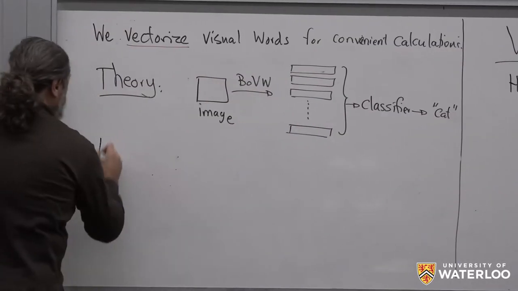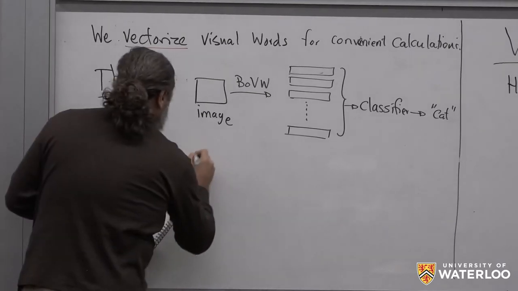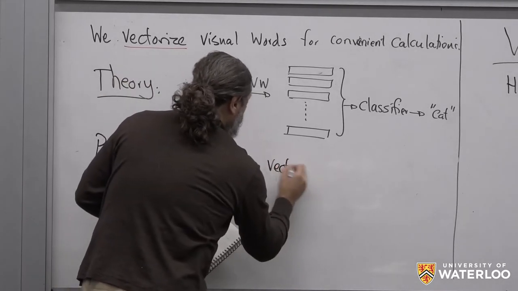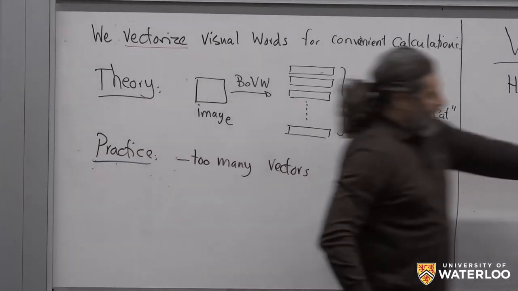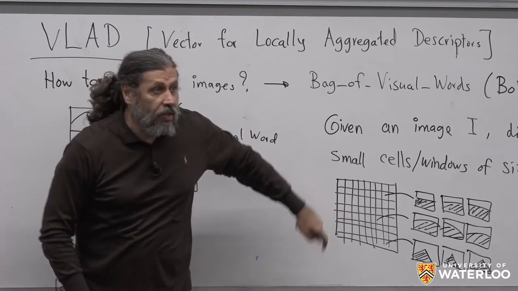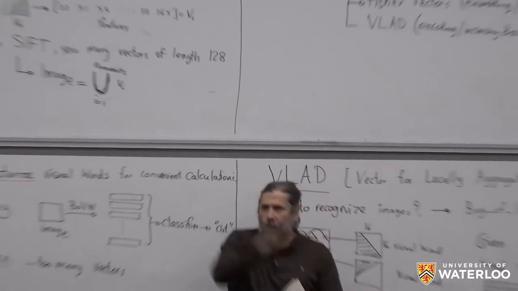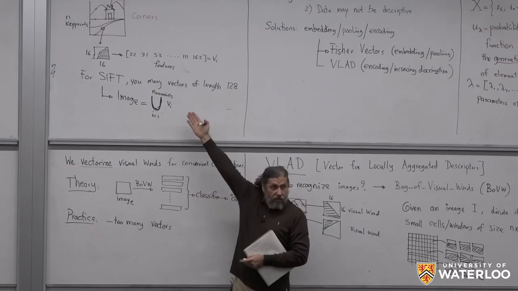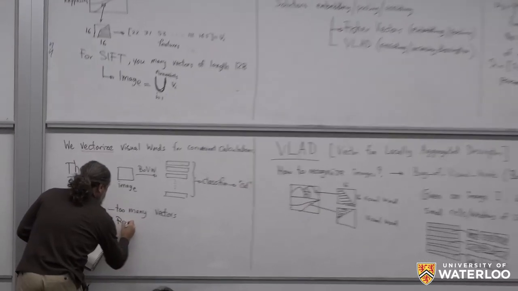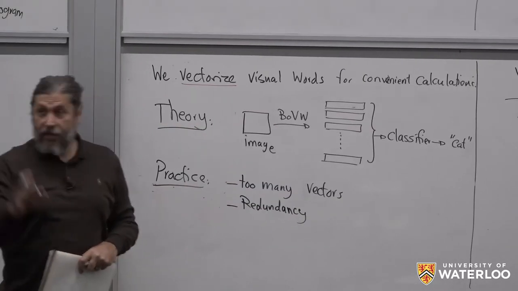So what is the practice of it? The theory says do this. The practice is, first of all, you have way too many vectors, especially if you go with dense sampling, where you sample everything. That one is sparse sampling, where you only sample the key points, the significant locations in the image. You may have redundancy. Well, good thing we know PCA. I can get rid of that. That's not an issue.